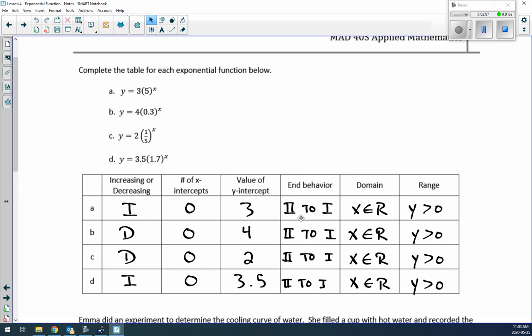End behavior, these all go from quadrant 2 to 1. The domain is all the same. It's all real numbers, so that means all the negatives and all the positives. And the range is everything above 0. It doesn't include 0 because there's no x-intercepts in this case.